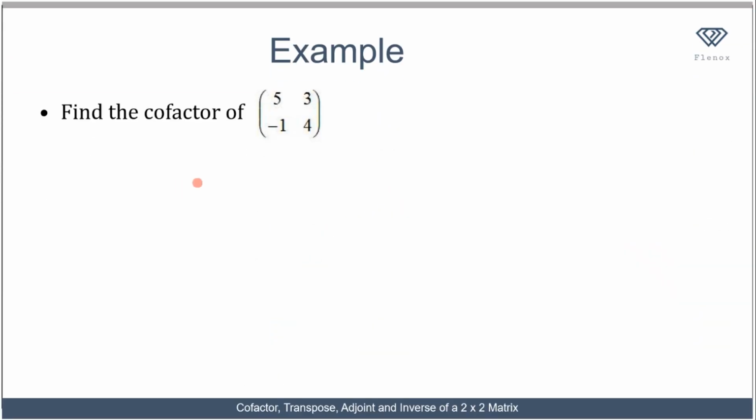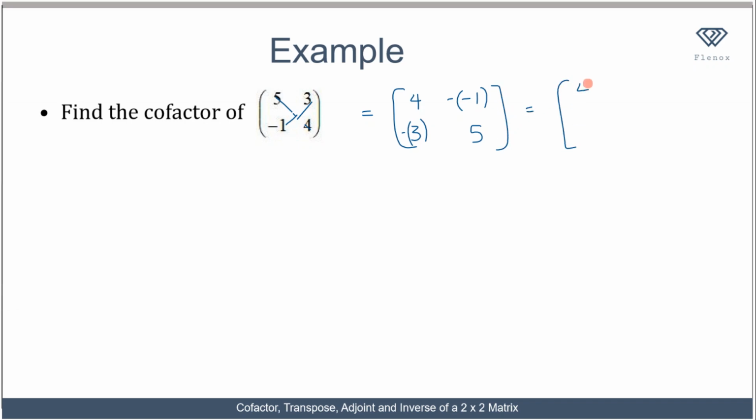Now we're told to find the cofactor of this matrix. What is the first thing I have to do? I have to switch the diagonals. For the first diagonal, I bring 4 up and take 5 down, so I have 4 here and 5 here. I do the same to this diagonal: I bring 3 down and take -1 up. But I now multiply this second diagonal by -1. So when I multiply both by -1, what does this give me?